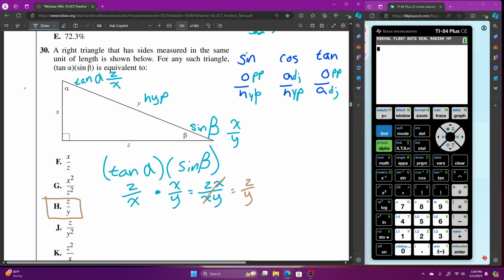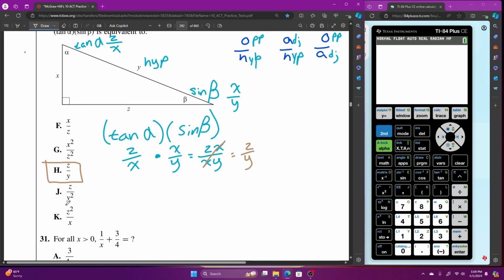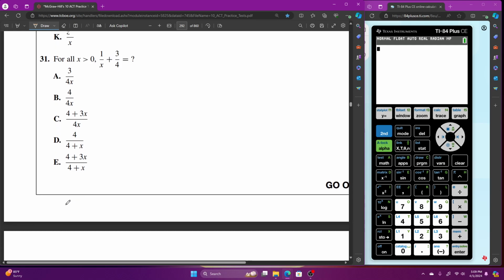I noticed oftentimes on ACT or CLT, they want to show that something that looks very complicated simplifies to something very simple. So if I were guessing, I would have guessed F or H, because it's always, oh, something so complicated simplifies to something simple. If I was in a guessing mode.